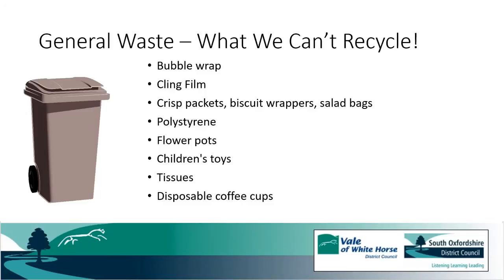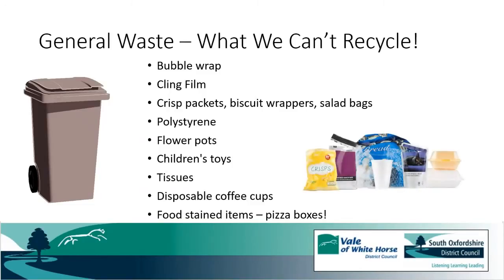And disposable coffee cups, so although they look like they're made from cardboard, they're actually laminated. And then finally, food stained items. So I mentioned pizza boxes before. Even if it is made from something that would otherwise be recycled, if it's got food or grease on it, it cannot go into your green bin and should go into your grey bin. And that picture is an example of things that should go into your grey bin.